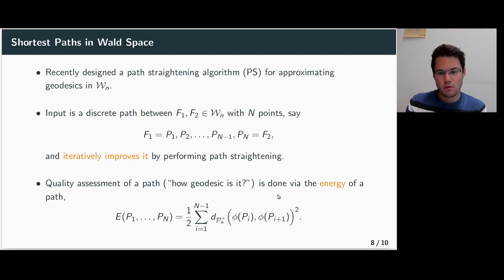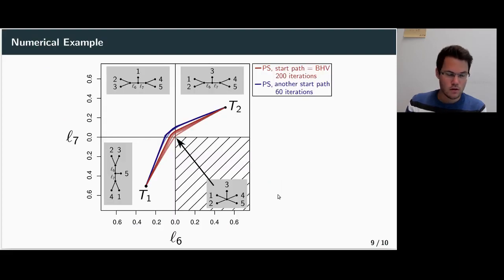Now, for the quality assessment of such a path, like how geodesic is it, we compute the energy of the path, which is using the distance in the Riemannian manifold of the strictly positive definite matrices with the Fisher information geometry, and just adding up the squared distances of the successive elements in this discrete path. Now, the smaller the energy, the better the path approximates a geodesic, and thus the shorter also the path.